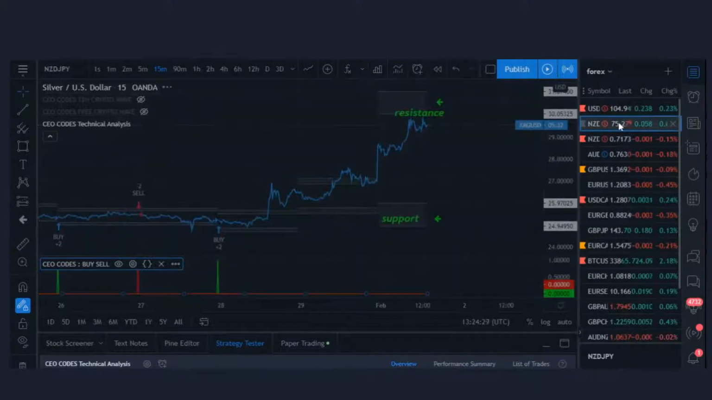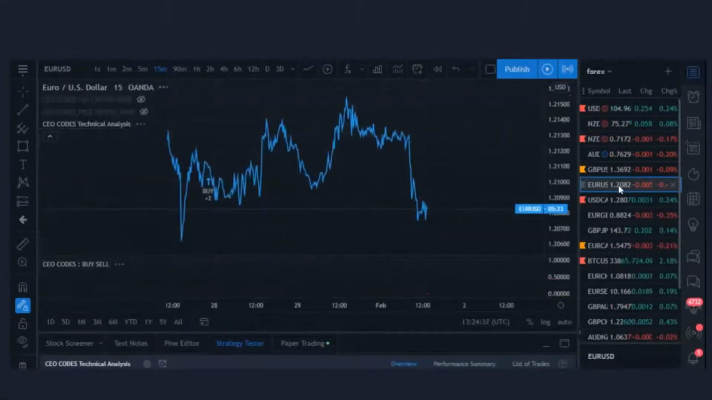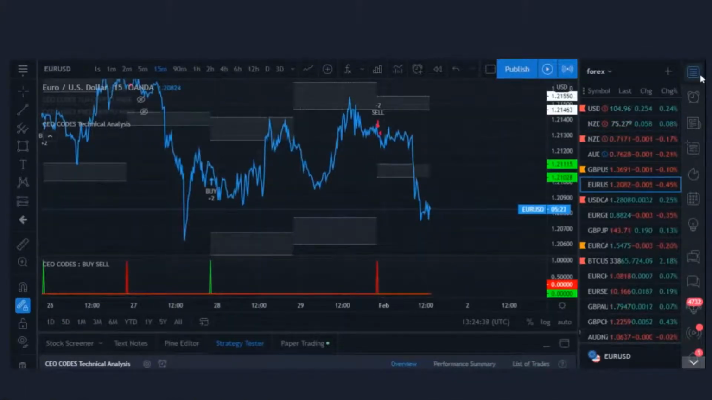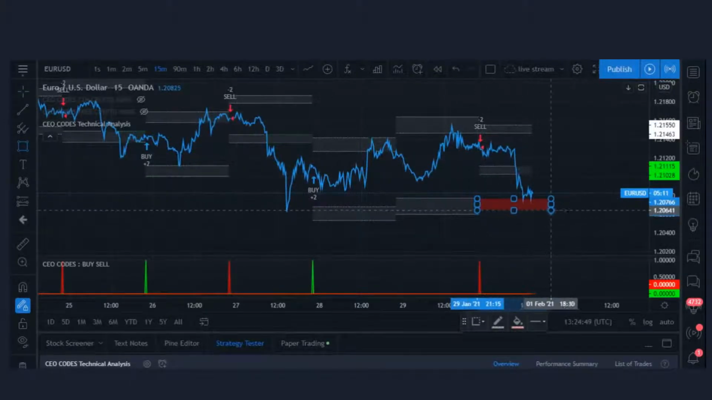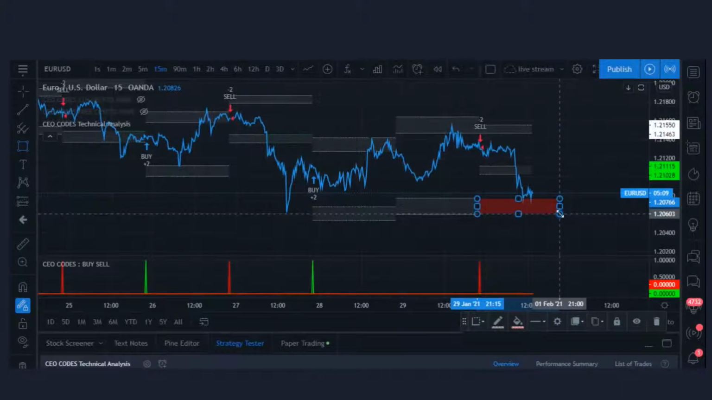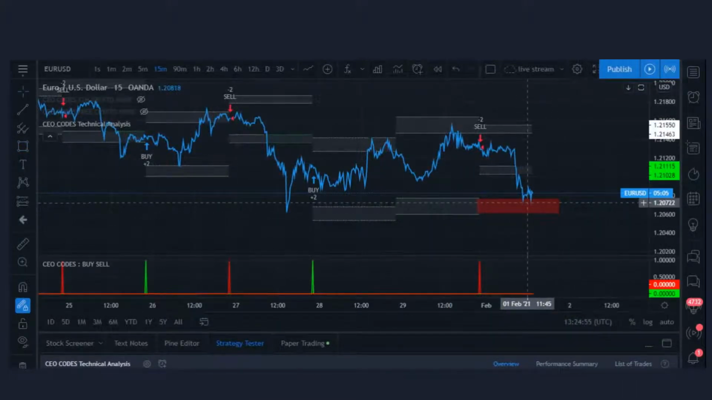let's see what happened. This is the Euro USD. Wow. We can see the Euro USD broke the support here. But look what happened with the previous support too. Look, you see the price has to respect all the levels.